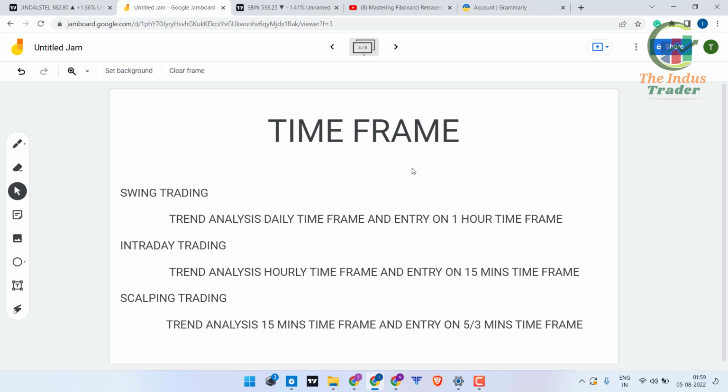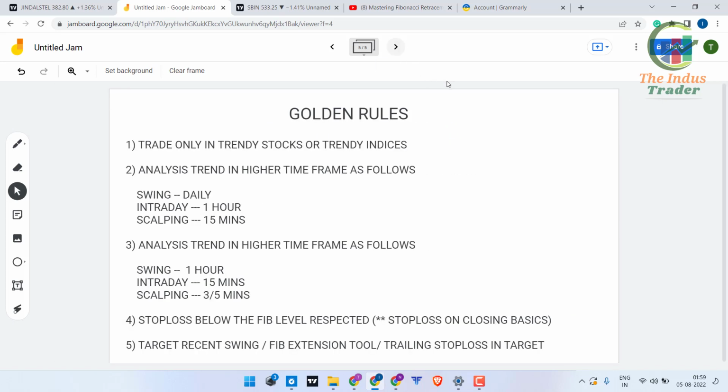These time frames are very important, and if you are a beginner, I recommend you take a screenshot of these time frames and make sure you watch it before the trades. And coming to the golden rules of this particular strategy. After the golden rules, we will see some examples, and I am also going to show you my personal trades I have taken on this particular strategy.